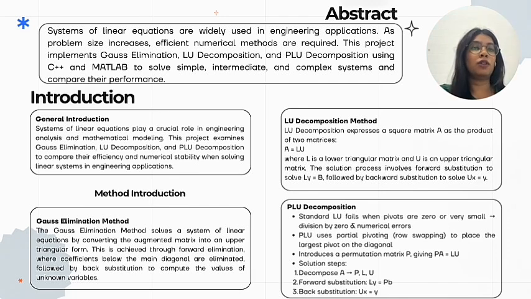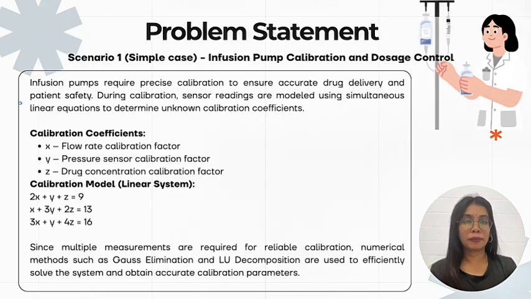So now let's look at the solution steps. First is decomposition, where A becomes PLU. Then forward substitution, where the equation is Ly equals PB, and the last step is back substitution. The equation is Ux equals Y. Now let's look at the problem statement.